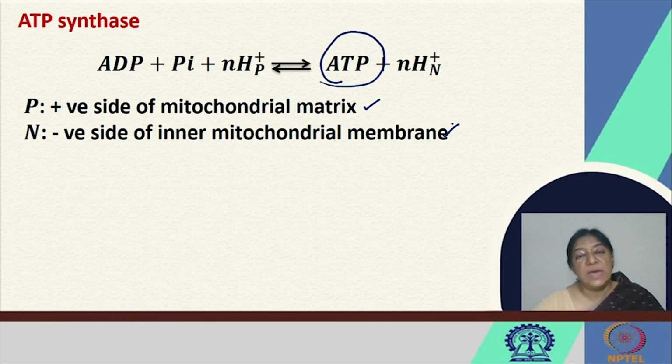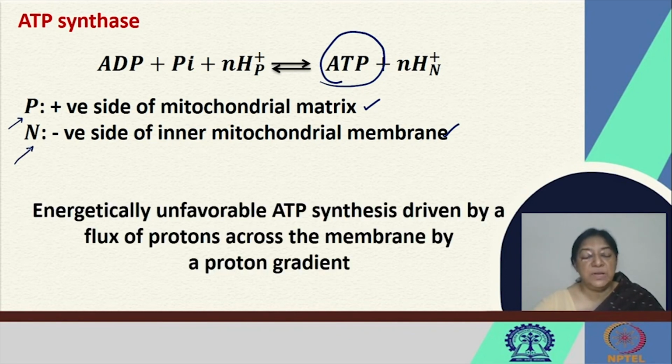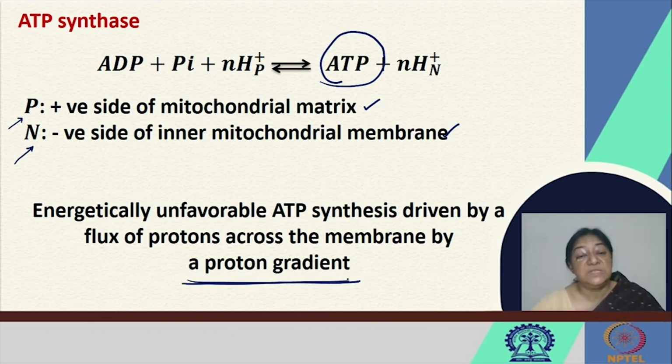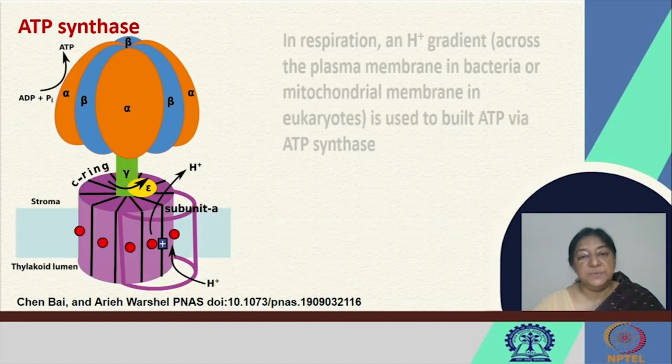In this case, we have the proton transport. So P indicates a positive side of the mitochondrial matrix and N indicates a negative side of the inner mitochondrial membrane. So energetically unfavorable ATP synthesis is driven by this flux of protons across a membrane by what is called a proton gradient that we will visit when we study membrane transport in more detail. What we are now concerned with is the rotary motor movement of the specific protein that results in the synthesis of ATP. This is ATP synthase.